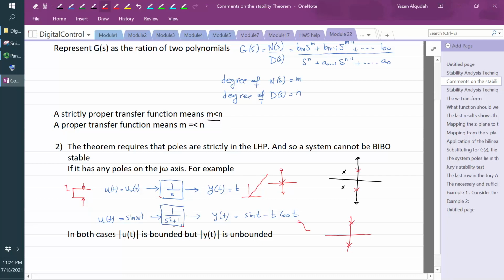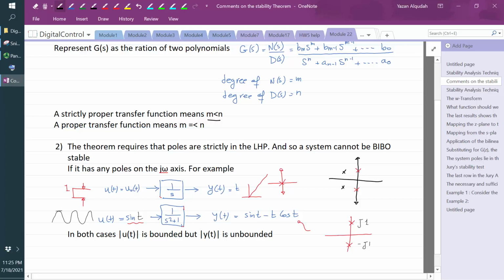And in this case, with the poles on the j omega axis, suppose I apply an input signal that has the same frequency as the pole location. So if I apply sine of t, omega equal to 1, which is the same as the location of the pole, at j1 and negative j1, what happens? This input is bounded.